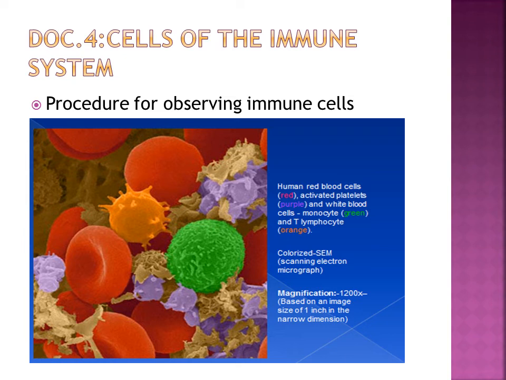As represented here, here are some human red blood cells, and activated platelets colored purple. There are some monocytes, shown in green color, and T lymphocytes, a kind of white blood cell, colored orange. This is a blood sample, okay? From it we only have to observe the white blood cells, which are colored violet, green and orange, okay?